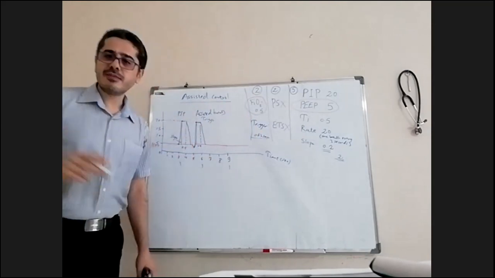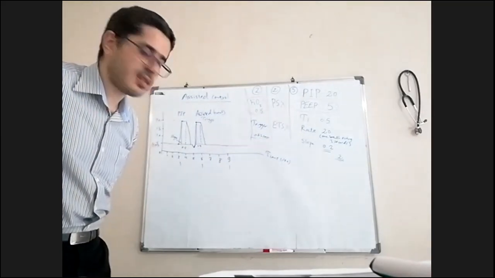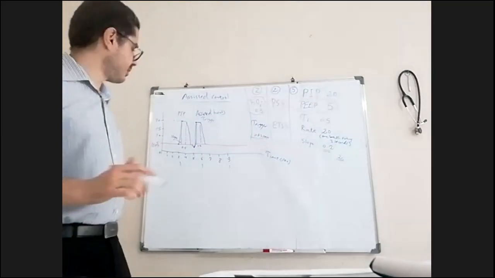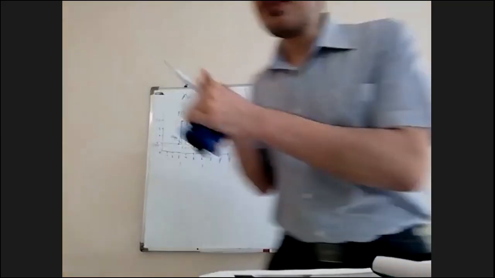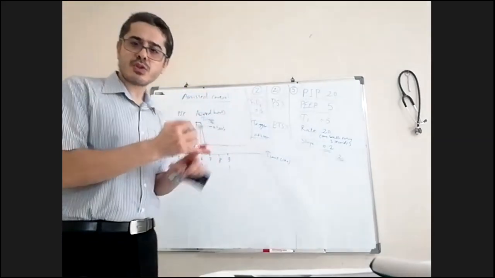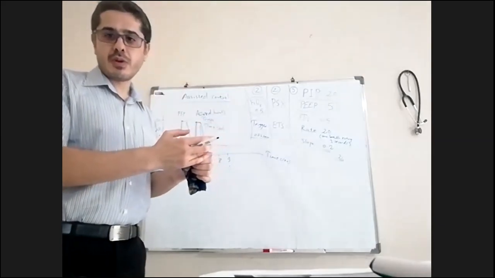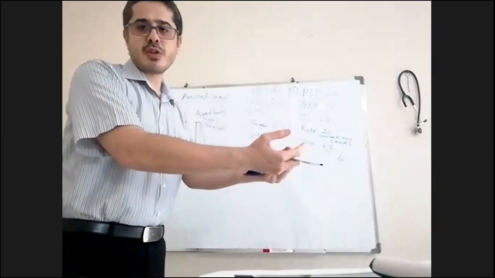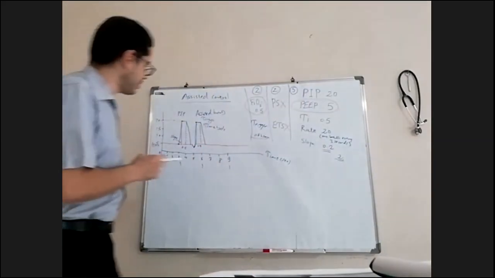What about the cycle? Is it time cycle or flow cycle? It is time cycle. Controlled breathing and assisted breathing are always time cycle. Controlled breathing starts by the machine and ends by the machine, so it is time trigger and time cycle. Assisted breathing starts by the patient but ends by the machine, so it is patient trigger but time cycle. Spontaneous breathing starts by the patient and ends by the patient, so it is patient trigger and flow, volume or pressure cycle by the patient.